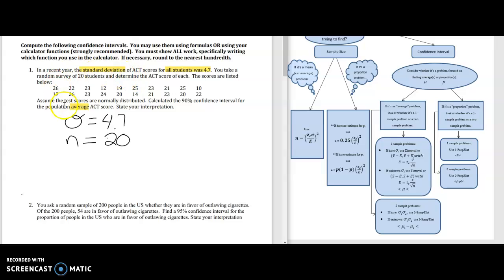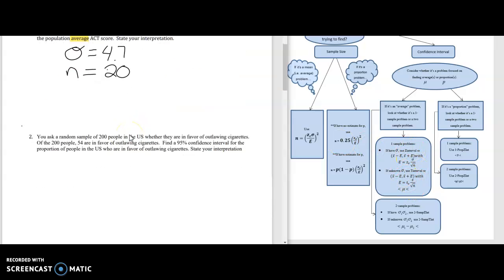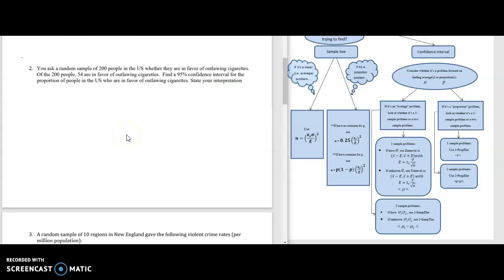Okay, so look at this problem. Realize the fact that we do have a sigma given to us of 4.7. And I'm going to let you make that decision between which one of these two it's going to be. It's all based on the standard deviation. Again, I'm just going to give you some guidance for the worksheet. I'm not going to actually do the problems here.